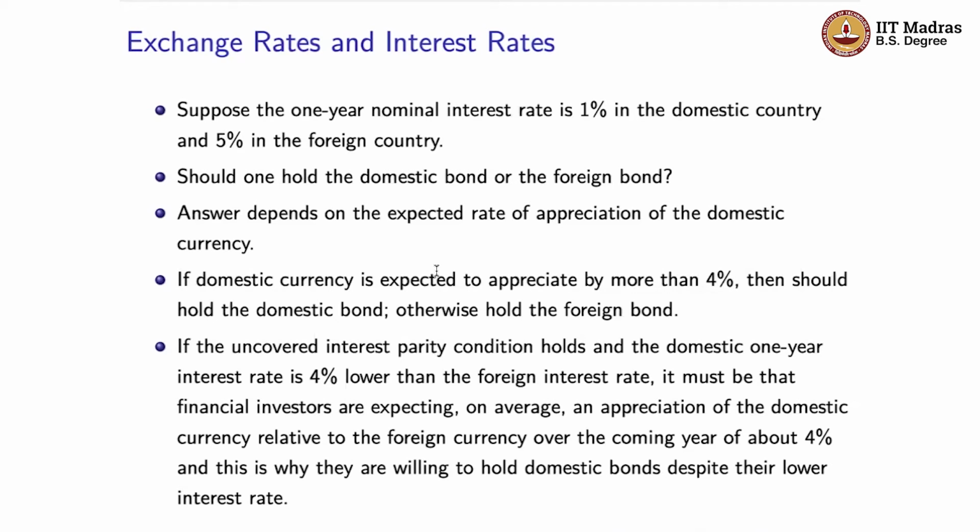There's another way of thinking about this, that suppose that you go and see that this is the rate that is prevailing, right, in the different countries, right? And capital is free to move between the different countries, right? So all the assumptions that we have made in the uncovered interest parity condition hold, then it must be the case that investors are expecting that on average, there's going to be an appreciation of domestic currency relative to the foreign currency by about 4%. And that is why they're willing to hold their domestic bonds despite the lower interest rate that the domestic bonds are giving, right? So that's one way of thinking about the implication of this.